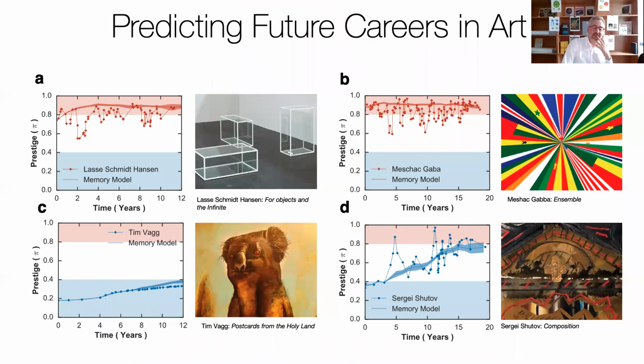To be more precise, here are 4 predictions. For this artist, this is the predicted line, and this is the real data. He started at about 0.7 prestige, and we predicted that he's going to go high, and he did. Here we again started high and stayed high. Here's a case where we started low, we predicted it would go up, and it did. And here is a case where it started low, and we predicted it would stay more or less low with a small improvement, and it did so.